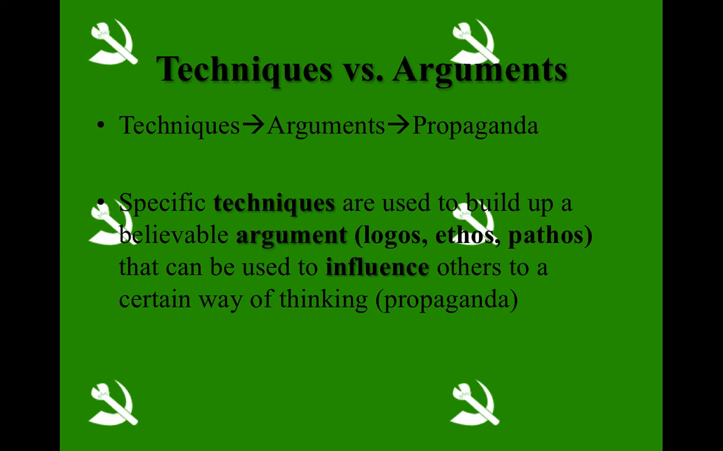We've already talked about logos, ethos, and pathos several times now. Logos is the logic or the reasoning, ethos is the credibility or the sense of right and wrong, pathos is the emotional argument. There are techniques used to build up those types of arguments.